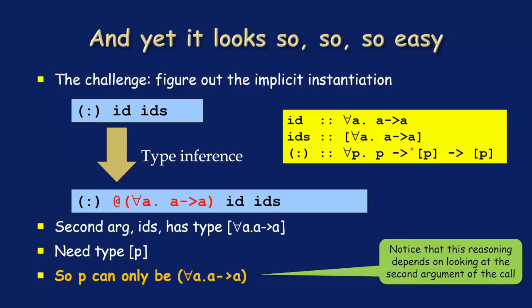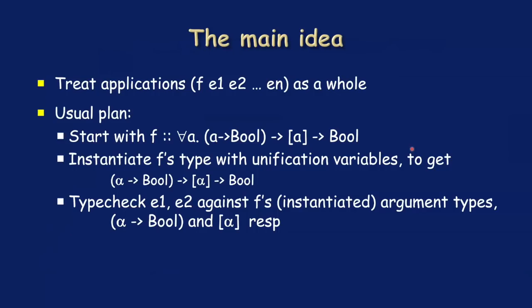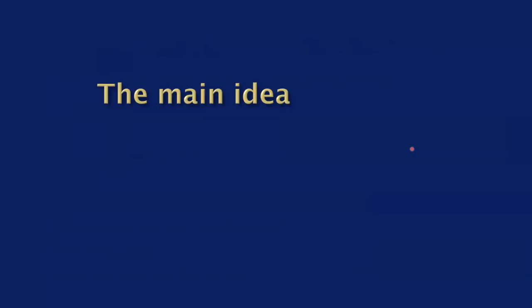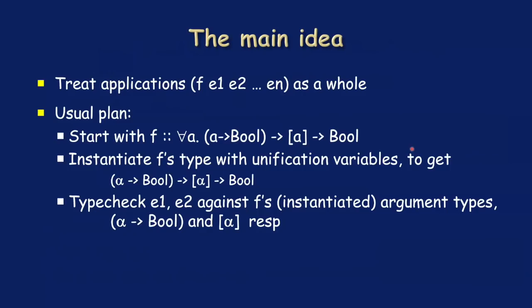So here's the main idea. We just want to exploit this idea, in a way that quite a few other people have tried as well. The first thought is, let's treat applications as a whole. This is not unique to this paper, lots of people have thought of this. Notice that it was in the second argument of cons here, the IDs argument, that I looked at to determine this unique instantiation of the instantiation variable P. So here's the basic plan as before.